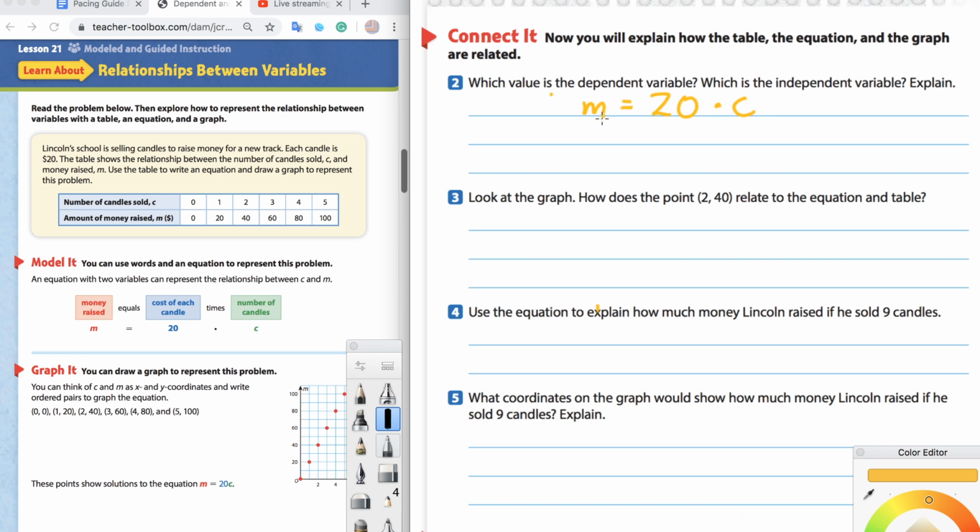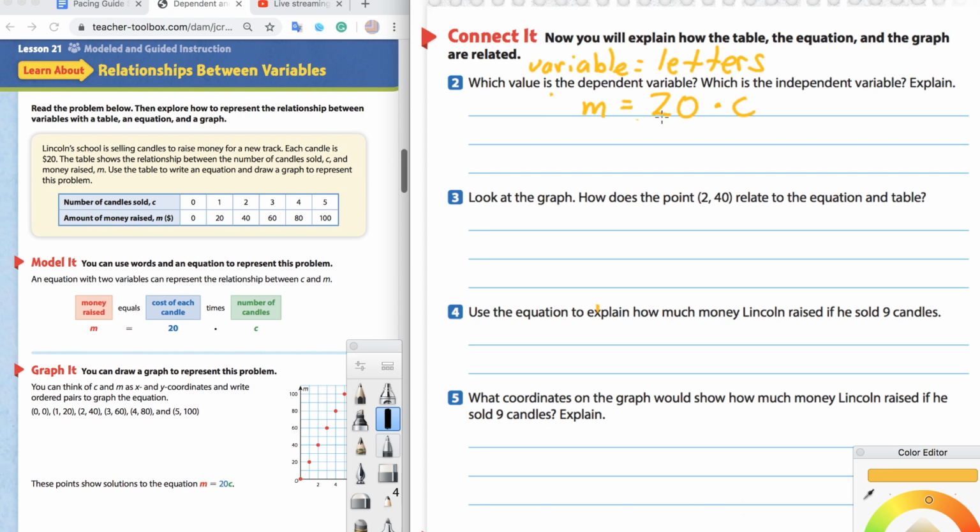M is how much money is raised. That's our dependent variable. If they sell 3 candles, we all know 20 times 3 is 60. That $60 would be the amount raised. M is the amount raised. So this number is dependent on this candle times this number every time. So M, it says which value is a dependent variable. Value also means variable. And remember, variable means like letters.